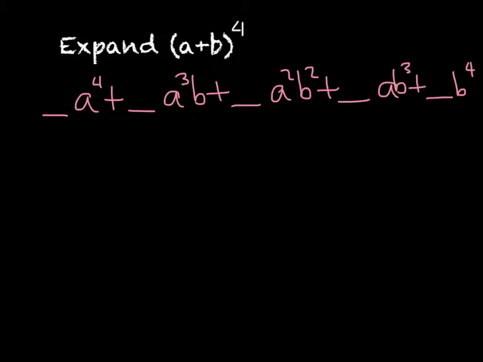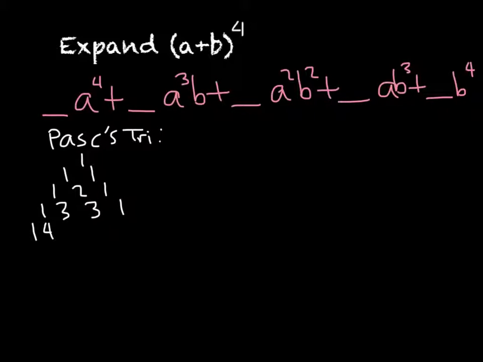Now, in order to find the coefficients, there are two ways we can do that. We can either use Pascal's triangle, so we could write out 1, 1, 1, 1, 2, 1, and write out all of the rows until we get to the row corresponding to the power. So now we see this and we can stop. And these correspond to the coefficients.